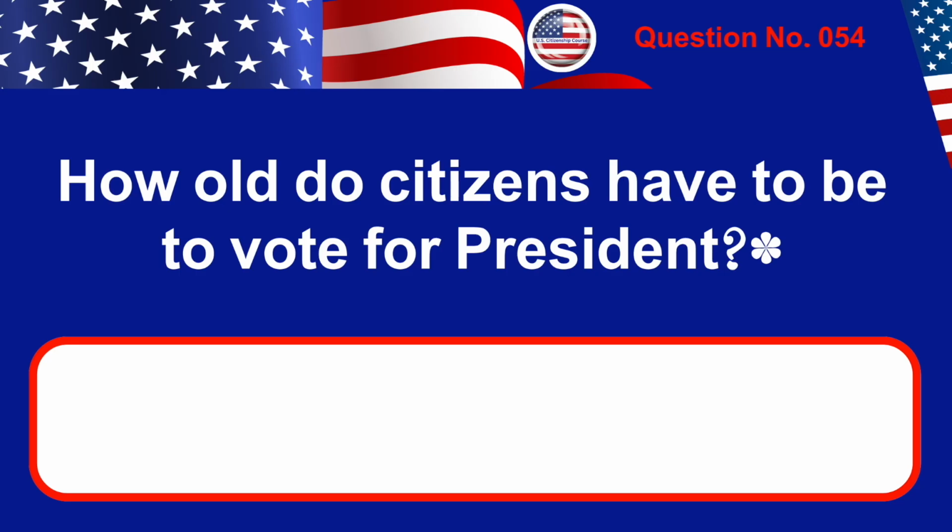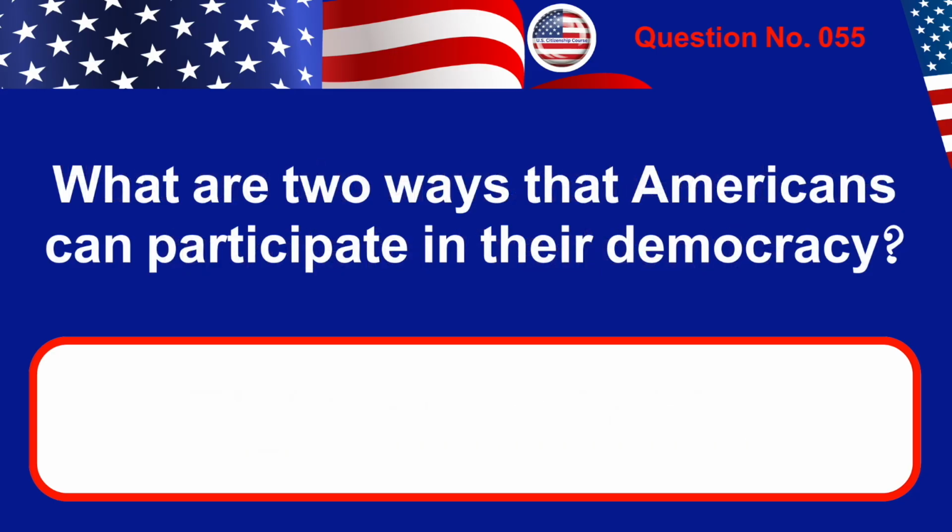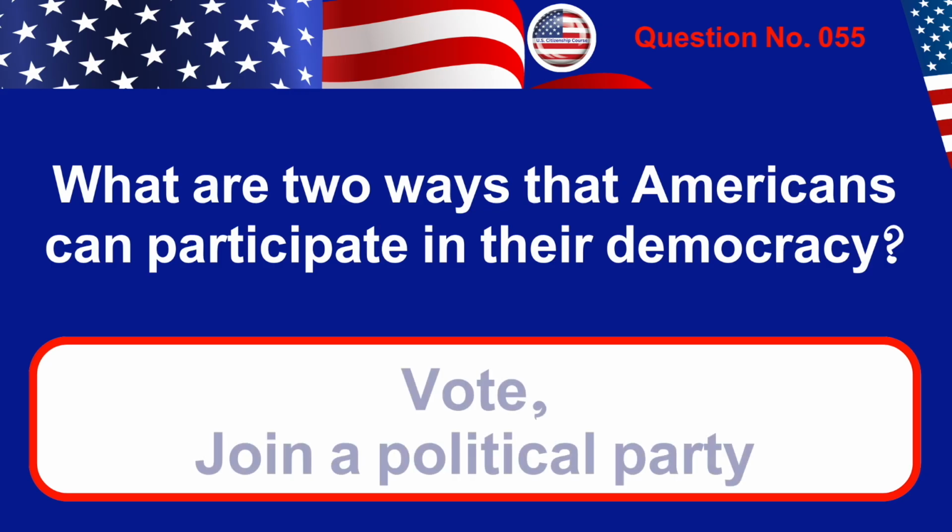How old do citizens have to be to vote for president? 18 and older. What are 2 ways that Americans can participate in their democracy? Vote. Join a political party.